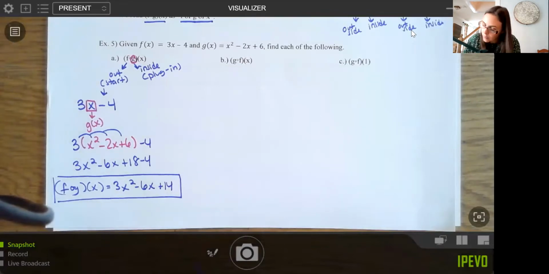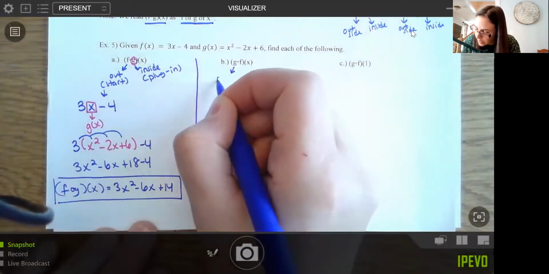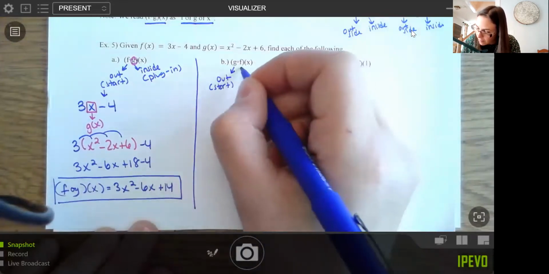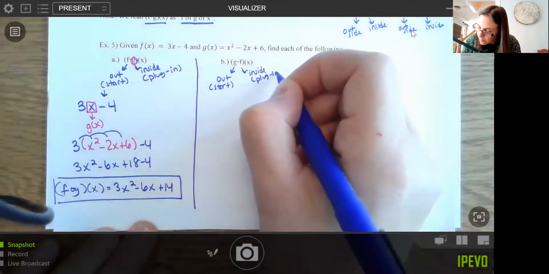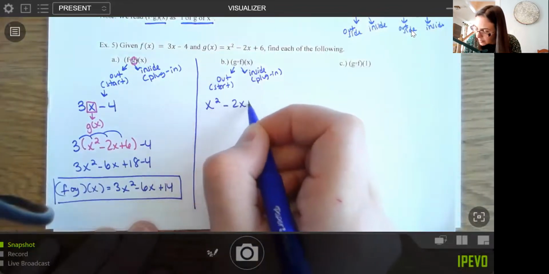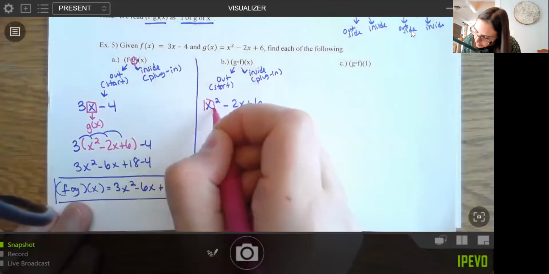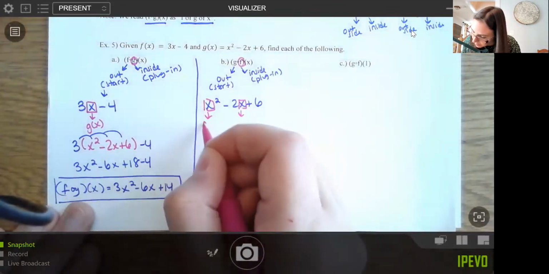All right, let's do another one. Here, notice that we're changing the order. So our outside function, that's where you're going to start, is your g function. And then the f function is the inside. That's what gets plugged in. So my outside function is x squared minus 2x plus 6. And then anytime I see an x, I'm going to replace it with whatever is the inside function, which is f here.